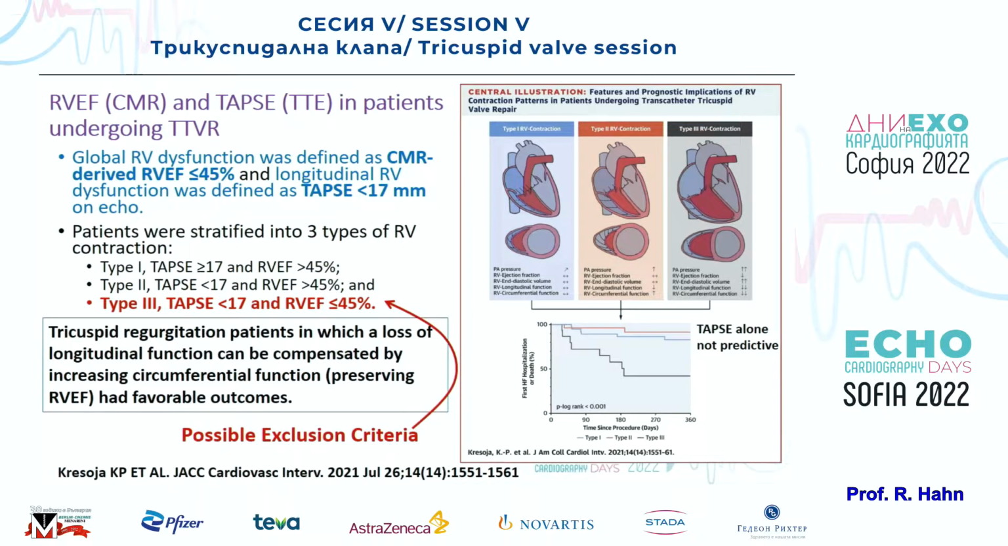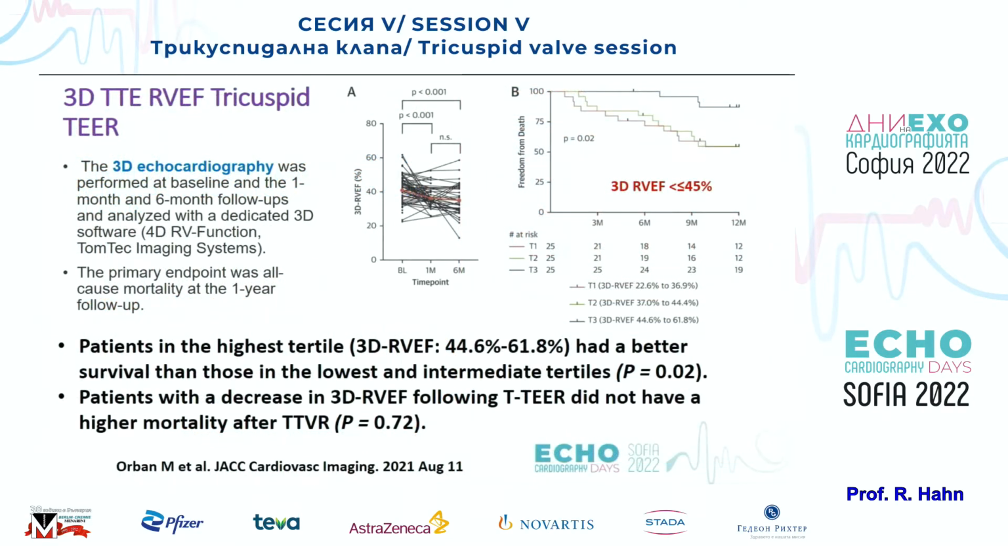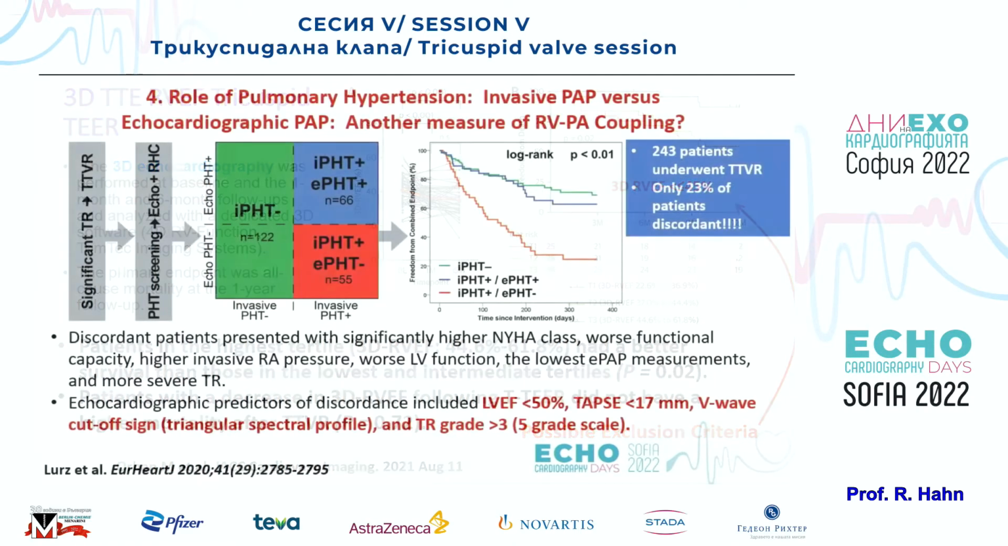And so this may be one of the measures that we use to exclude patients from intervention. In addition, we know that right ventricular ejection fraction can be determined by three-dimensional echo, and this study showed the same exact cut point of 45% on three-dimensional echo.